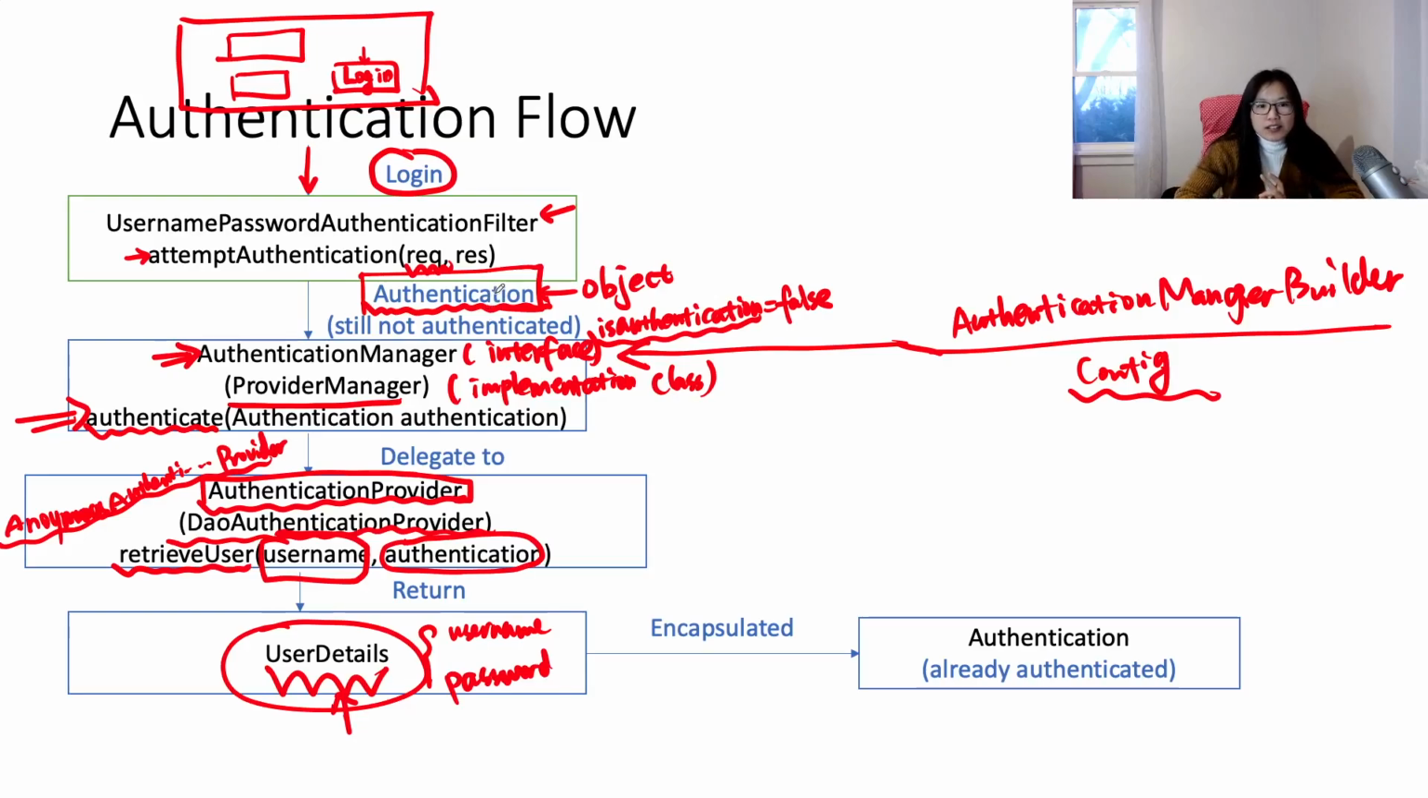Because this authentication object will contain the username and password the user inputs from the browser, right? The login form. And this UserDetails object is actually an interface, okay? It will definitely have a class implementing the UserDetails interface, like a User. This UserDetails will contain the username and the password, the information we saved in the DB.